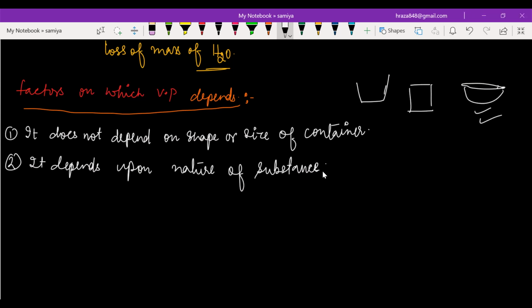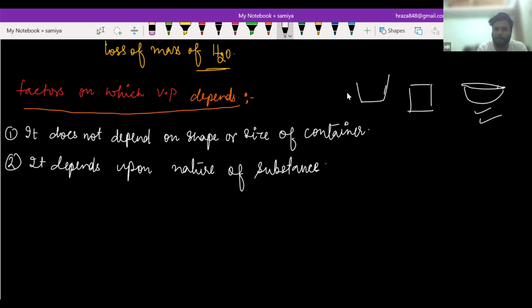Yes, sir. So this vapor pressure is all about the force of attraction. If the force of attraction between particles is very high, vapor pressure will be lower. Up to this, you have to take in your mind. And if force of attraction is lower, vapor pressure will be higher. So basically, vapor pressure depends upon the force of attraction between the particles.